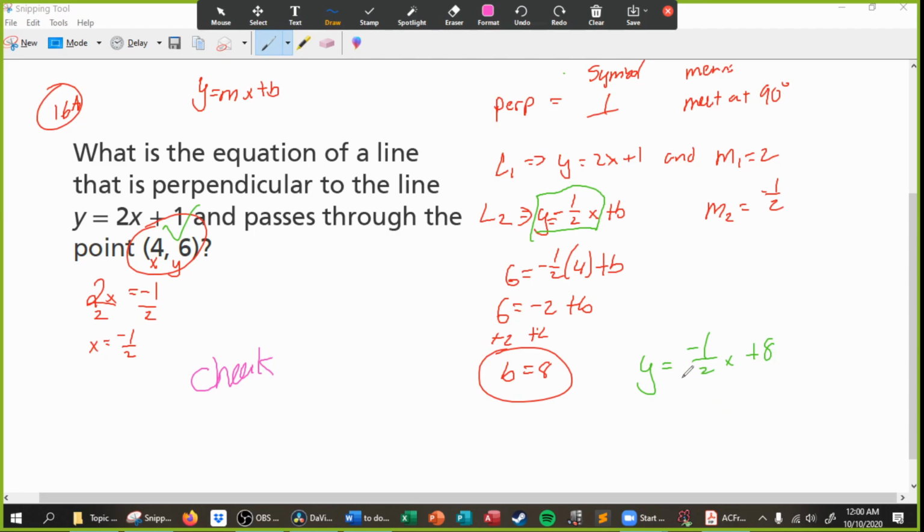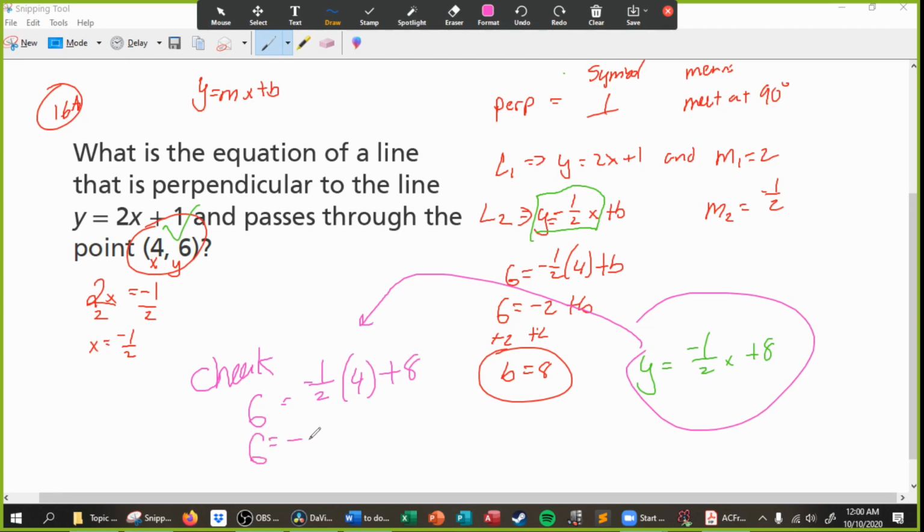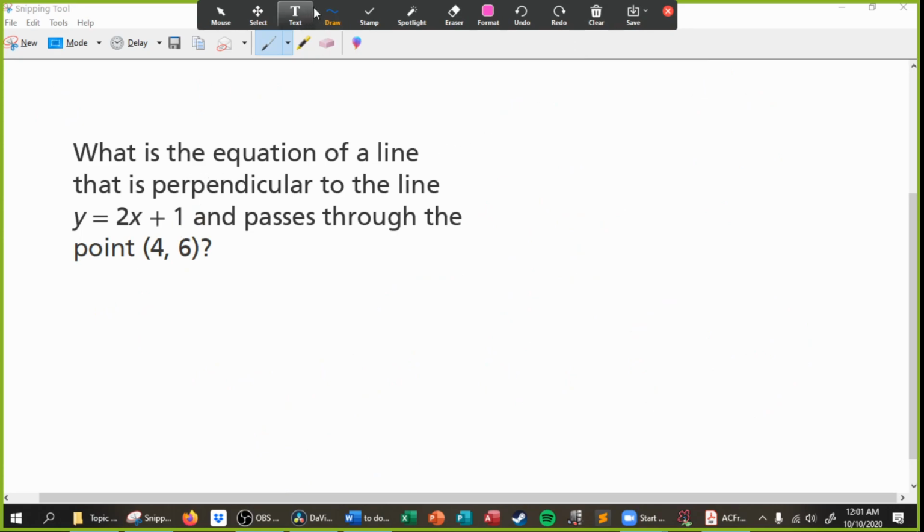And to check it, we take our new line and plug in our points. And if it's true, we have done it correctly. So my y equals -1/2 times 4 plus 8. And this gives me 6 is equal to -2 plus 8. And that ends up to be 6 is equal to 6, which is true. So this is the equation of a line that is perpendicular to our given line and that passes through the point 4, 6. Let's do this again, but let's make it parallel this time.